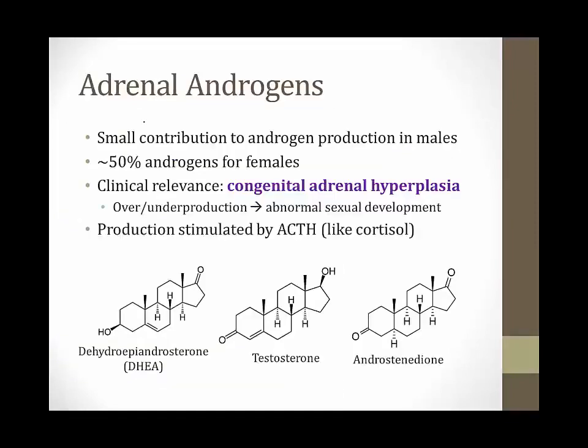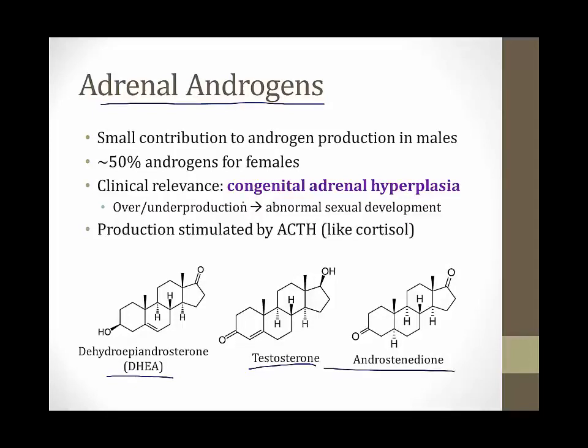The second group of hormones synthesized by the adrenal cortex are the adrenal androgens. You're probably familiar with the androgen testosterone, but two other androgens are also synthesized by the adrenal cortex. These include DHEA, which is dehydroepiandrosterone, and also androstenedione.